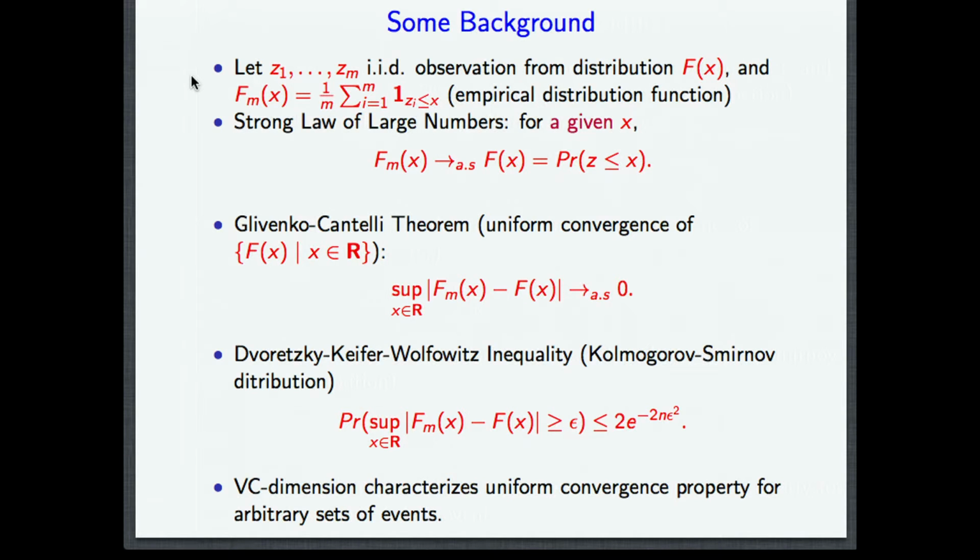So assume that we have a sample Z1 to ZM from some distribution. And this is the empirical distribution function that we take from the sample. Then the strong law of large numbers tells us that for any given x, the empirical distribution at x will converge to the value of the distribution at x. Okay? So that's the law of large numbers.